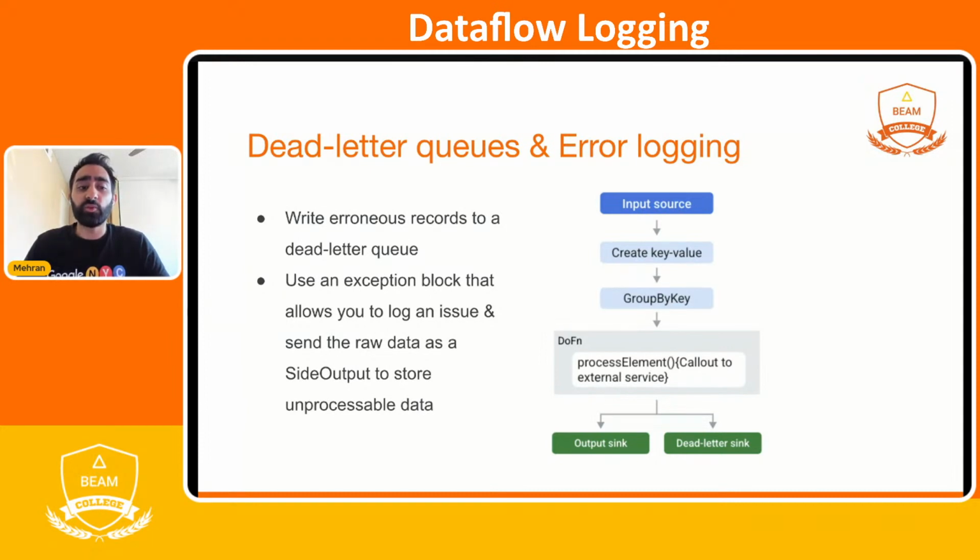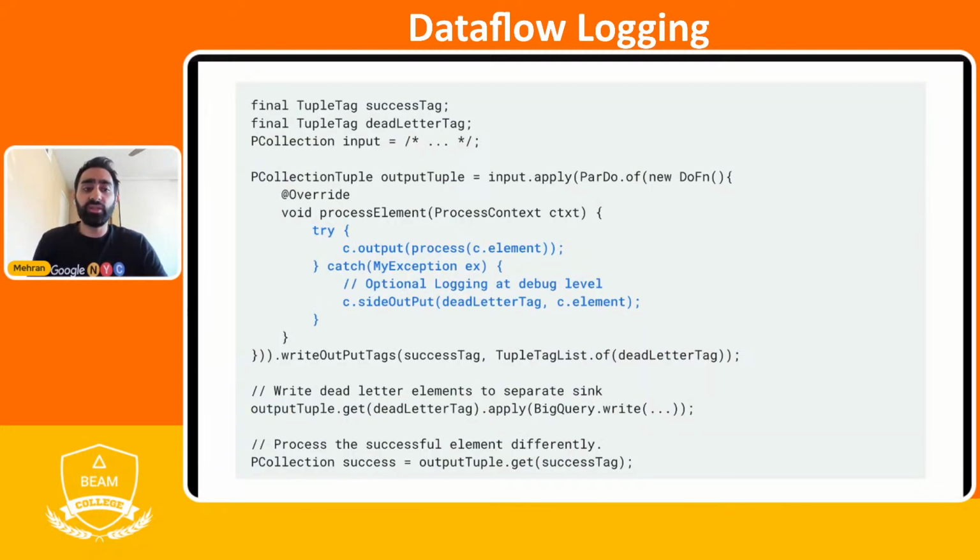That means writing erroneous records to a dead letter queue, and also using an exception block that allows you to log an issue and send that raw data as a side output to store that unprocessable data. That allows you to analyze offline what might be wrong with the shape of the data, what kind of condition you might want to consider in writing your own code. So this is a little bit of pseudocode, but let's walk through what each of these things are doing.